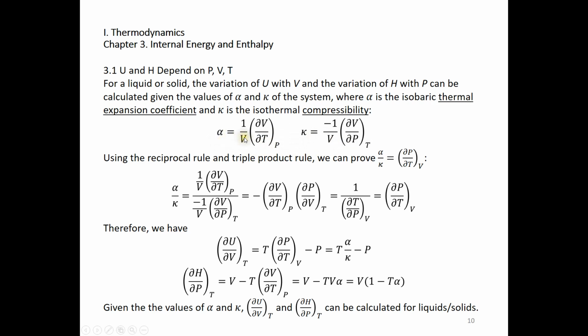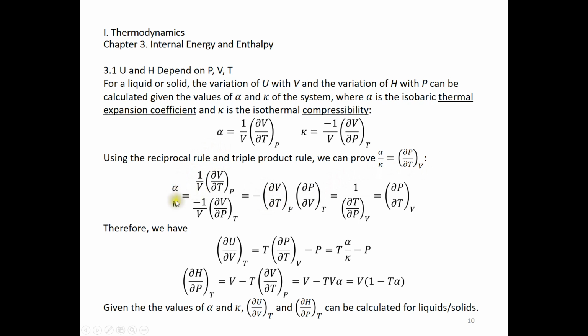Alpha is viewed as the relative volume change over the temperature change. Kappa is the negative relative volume change over the pressure change. Using the reciprocal rule and the triple product rule, we can prove alpha over kappa is delta P over delta T on a constant volume condition. How do we do that? This is just purely calculus derivation.